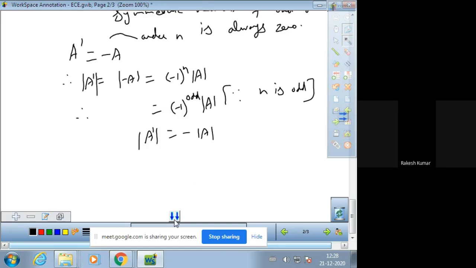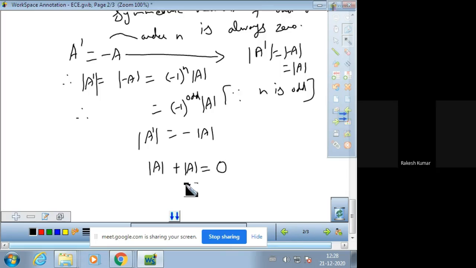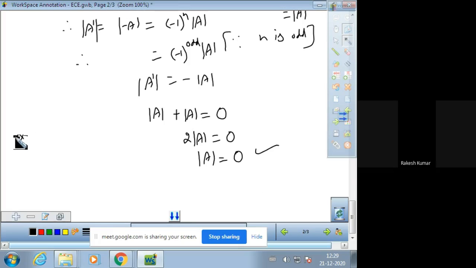And see from here, the determinant of A transpose will be equal to the determinant of A. And this negative A, coming to this side, becomes plus A. So 2 times determinant of A is a zero matrix, and similarly determinant of A will be a zero matrix or a null matrix. So this is another important property we have.